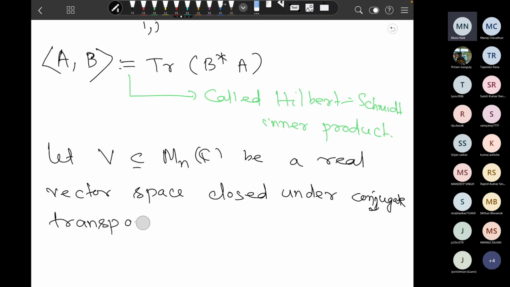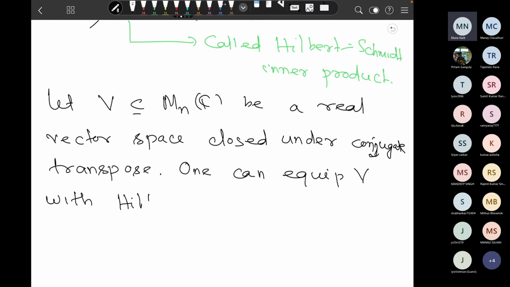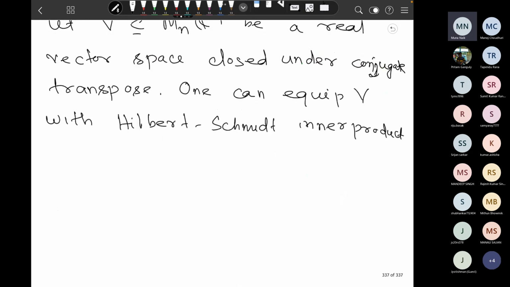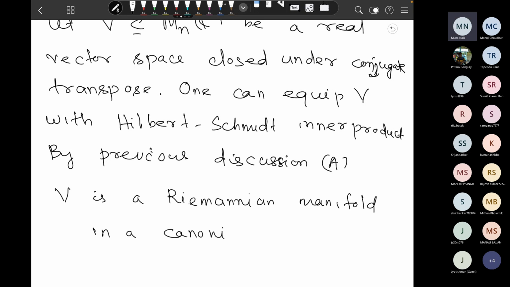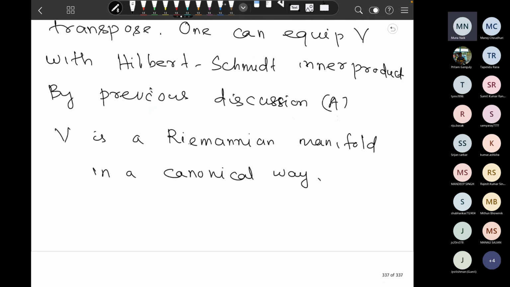So, sorry, one can equip V with this so-called Hilbert-Schmidt inner product because it is a subspace and it's closed under the inner product. Okay. Now, by the previous discussion, V is a Riemannian manifold in a canonical way. Okay, so this is the thing we really understand.